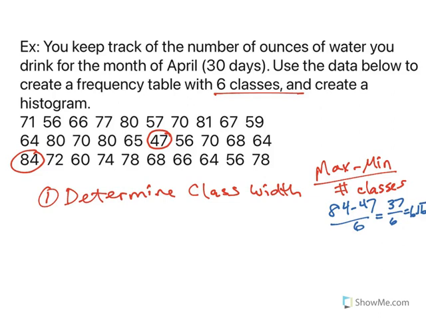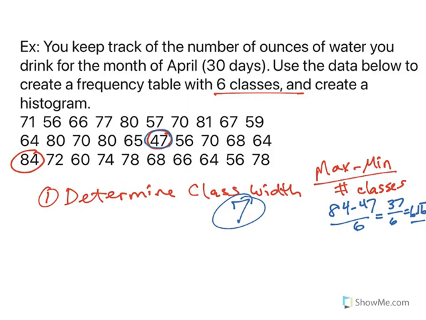Well, we always round up. If you round down, you're not going to have enough. So we're going to round up. My class width is going to be 7 because it's the next highest integer. Okay, so my class width is 7. Now we can find our lower and upper class limits, and we're going to fill those in on the next slide.